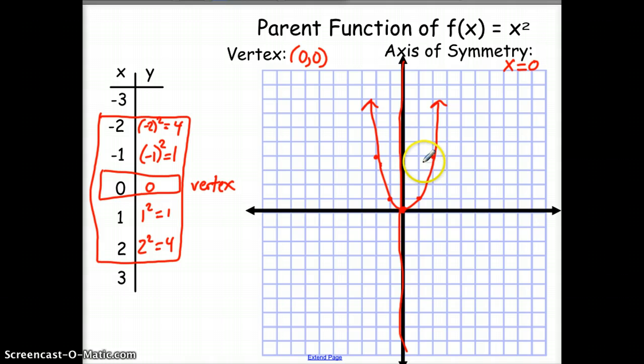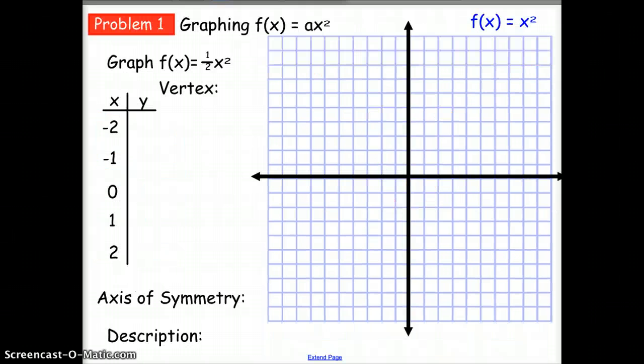Now all we're going to do is change the function a little bit to transform it right and left, up and down, stretch it and compress it. So here's our parent function of x squared, and we're going to multiply it by a, some number in front. Do you remember what happens if you multiply by a number in front? It will stretch or compress the function. So if we're multiplying by a number between 0 and 1, that's going to compress it. So our description is that it's a compression by a factor of 1/2.